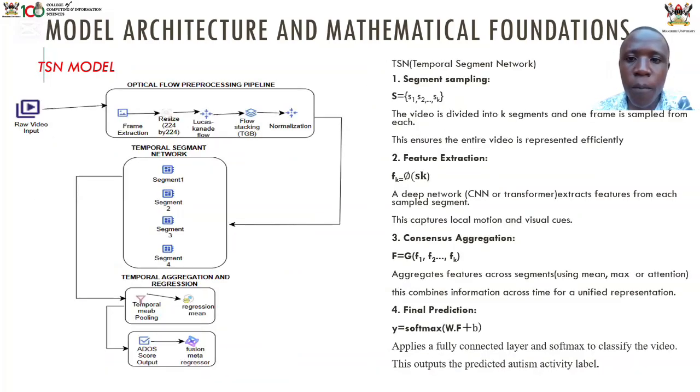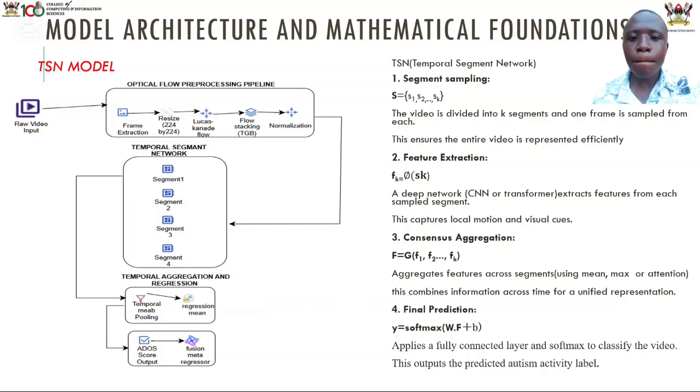So the TSN model is different, it is for capturing optical flow. Basically, it divides the video into several segments, and then for every segment, it extracts out the features, the motion views. After extracting out those features, it aggregates those features across the different segments. After aggregating them, they are fed into our regression head, where we predict the ADOS score or the autism score.